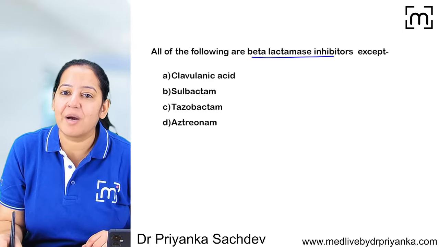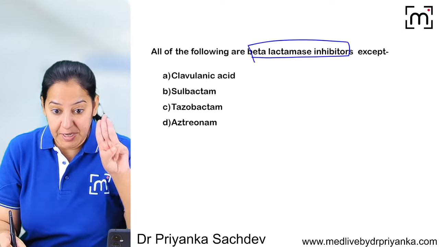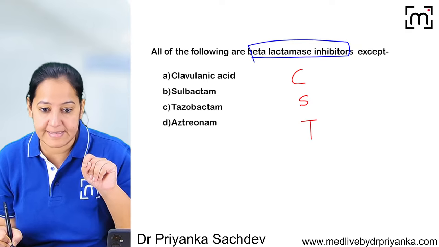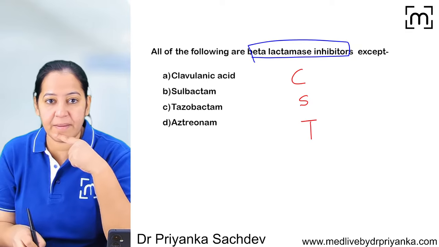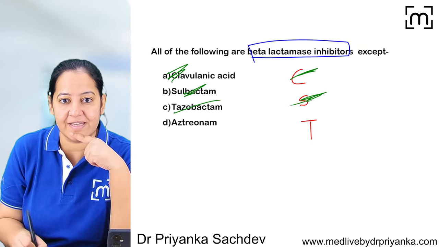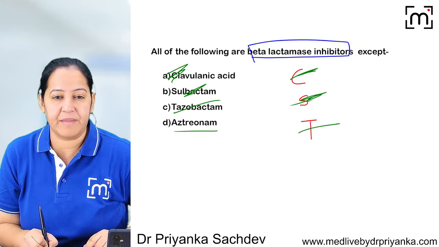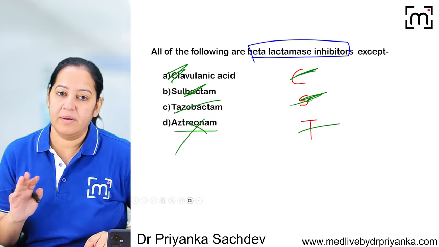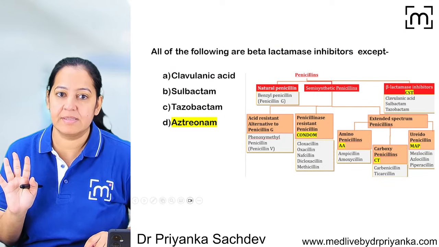All of the following are beta-lactamase inhibitors except. I told you three beta-lactamase inhibitors. I told you a mnemonic: Chhatrapati Shivaji Terminal, CST, was my mnemonic. Now what is not coming? Clavulanic acid, of course it's coming. Sulbactam, of course it is coming. Tazobactam, it is coming. But aztreonam is not coming. So it is not there. So the correct answer here is aztreonam.